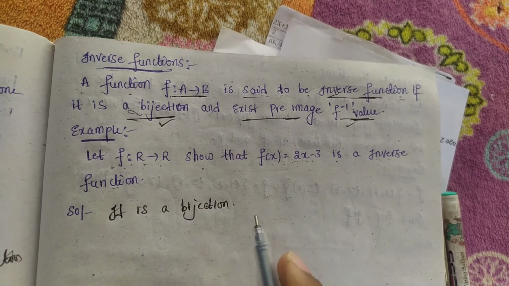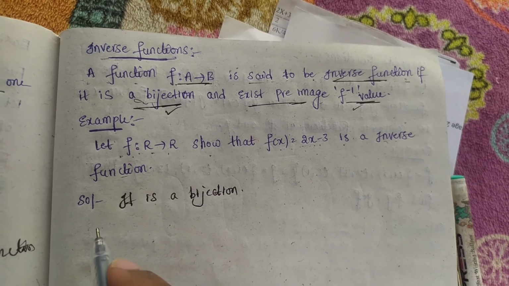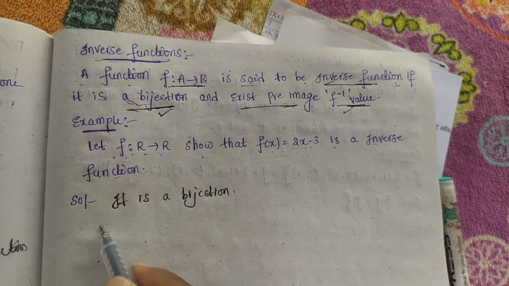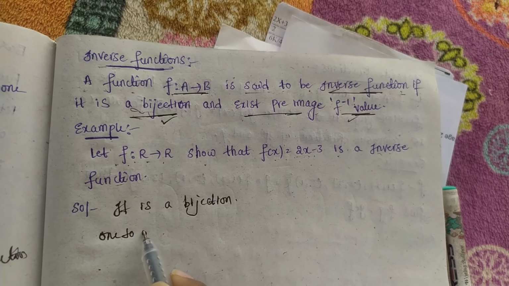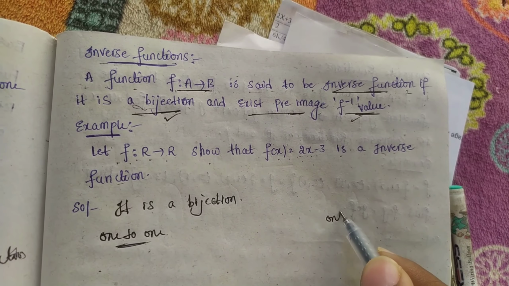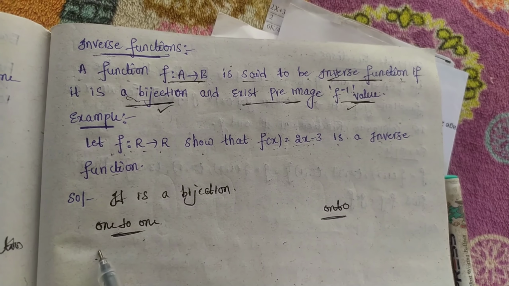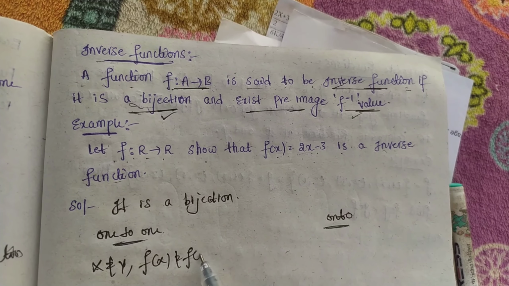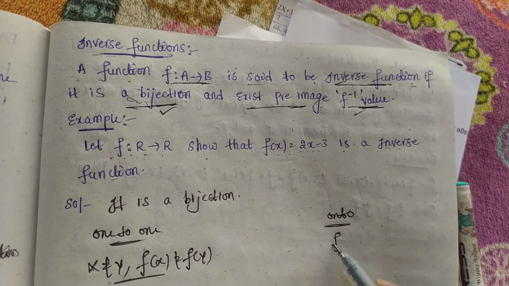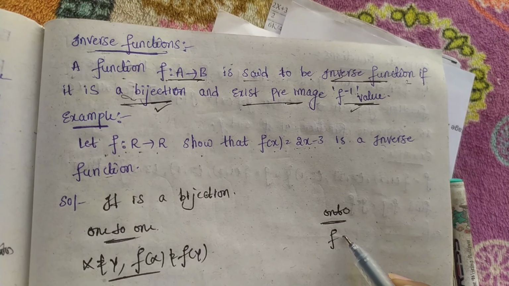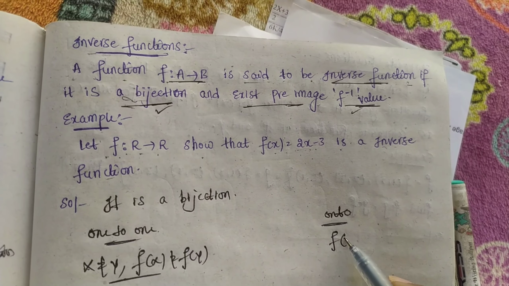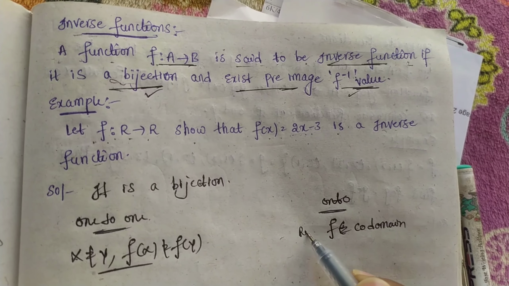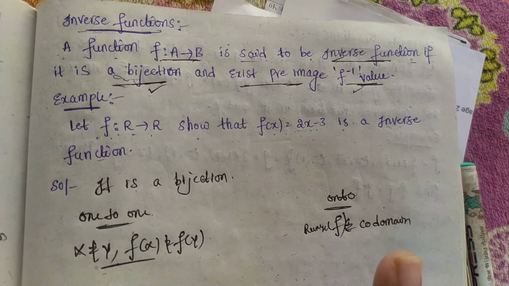For a bijection, what do we have to do? You have to satisfy a one-to-one function and an onto function. For one-to-one, the condition is that if x is not equal to y, then f(x) is not equal to f(y). For onto, the range equals the codomain. These are the conditions to be satisfied.